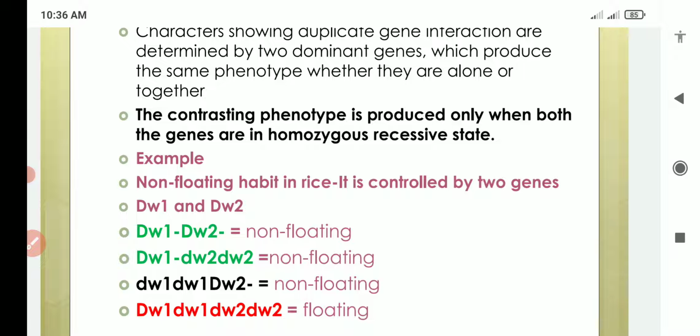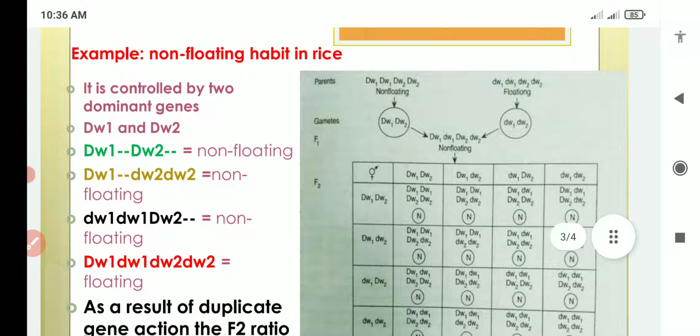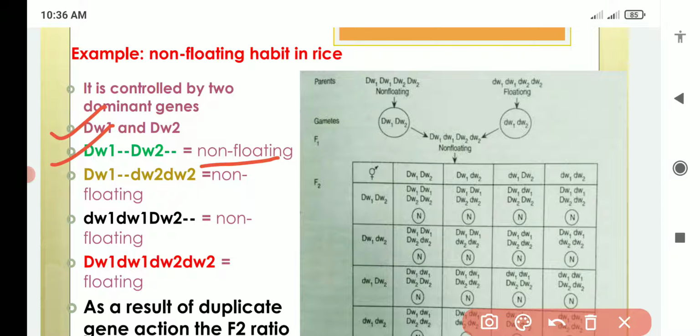How this F2 ratio is going to change, we will discuss in the working example. Here we have already discussed how these genotypes result in different phenotypes. In the working example, we will see how the F2 population forms and how this duplicate gene interaction results in a 15:1 F2 ratio.